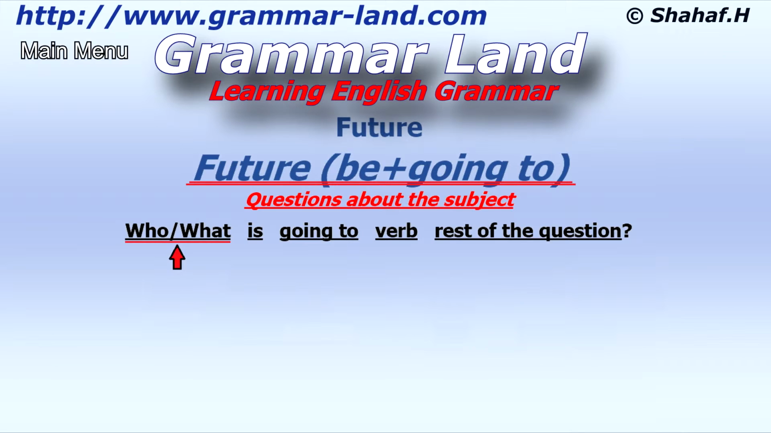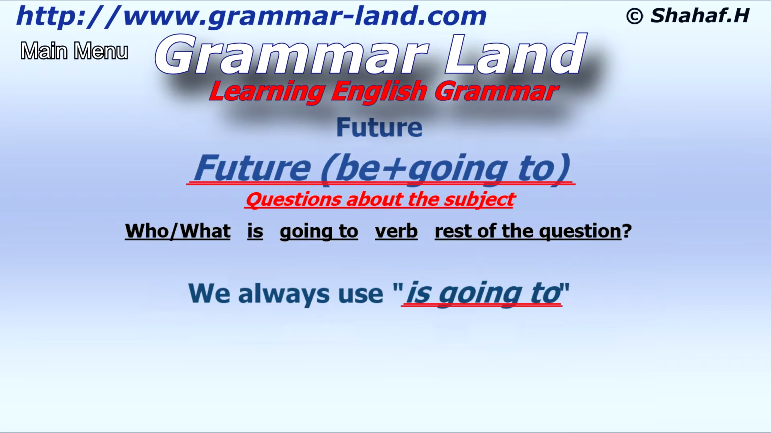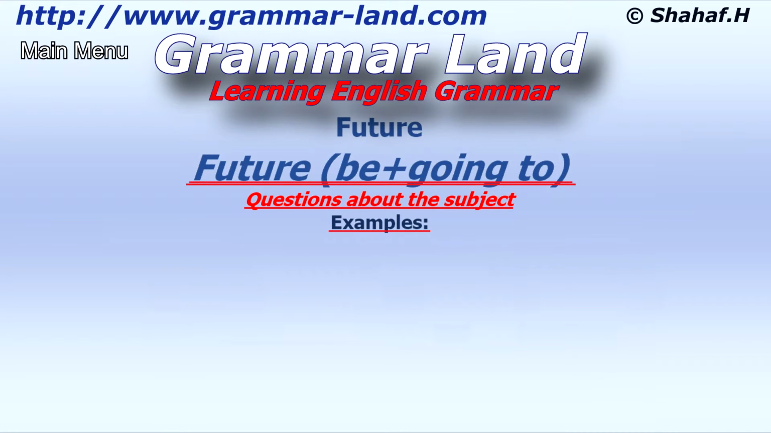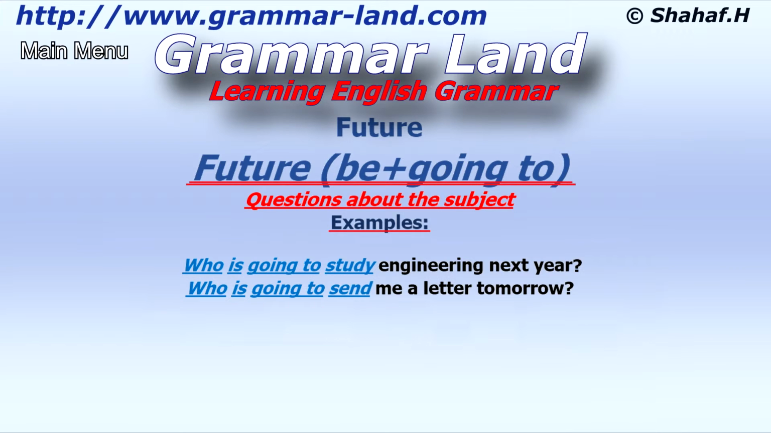After the who or the what, comes is, and then going to, followed by a verb in its basic form, then comes the rest of the question. In questions about the subject, we always use is going to, no matter what the subject is. Examples. Who is going to study engineering next year? Who is going to send me a letter tomorrow? Who is going to sleep in a hotel next month?